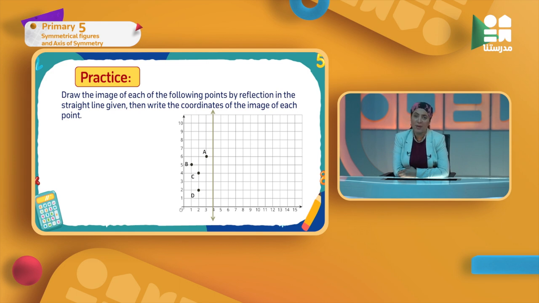Reflection means the coordinates will be the same as the original points but on the opposite side of my mirror line. Okay, my mirror line is the straight line in front of us. Here, this is my mirror line.